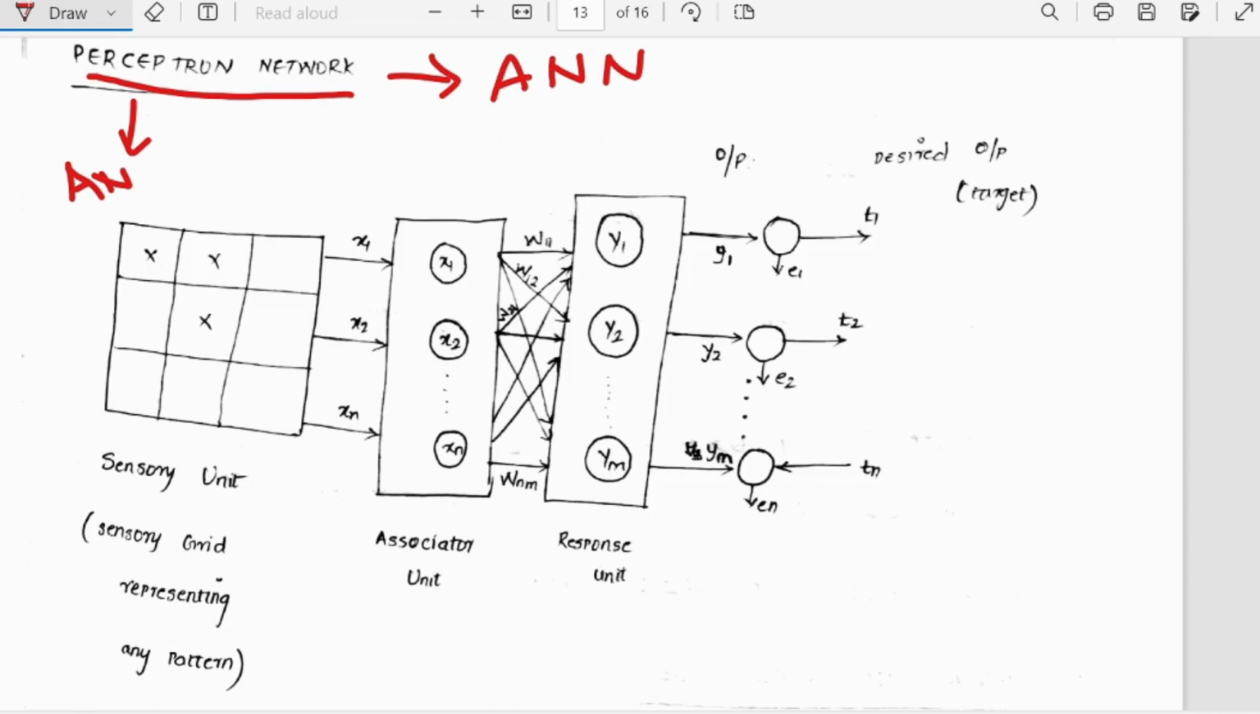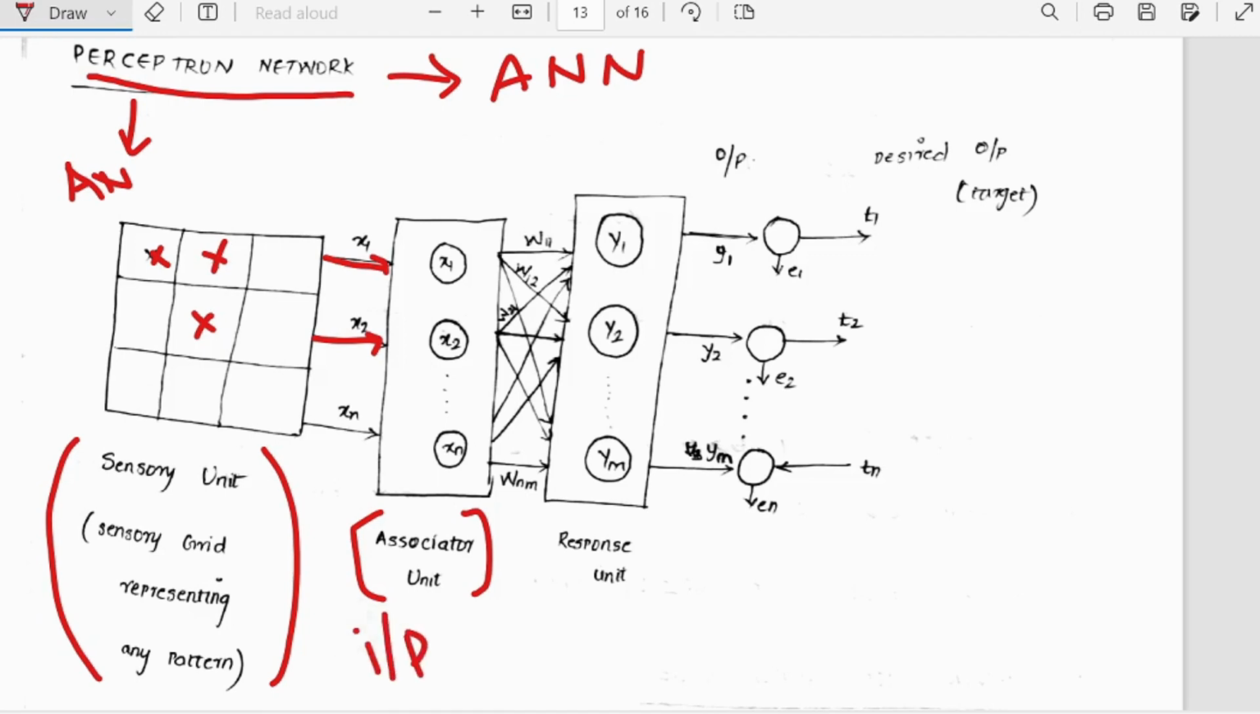It actually represents the same neuron and how it can be connected from input to output, and how the output can be generated, all related to weights. So first let us see. Some input is coming from a sensory unit, that is, there will be many sensors placed here and each sensor will send something that gives an input to the associator unit. The associator unit is nothing but the input layer, that is we have x1 to xn inputs.